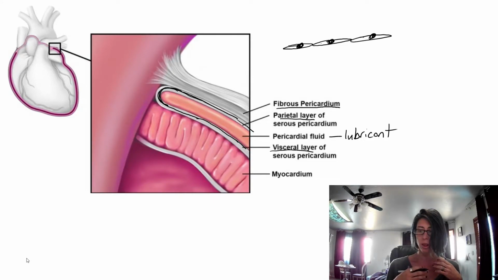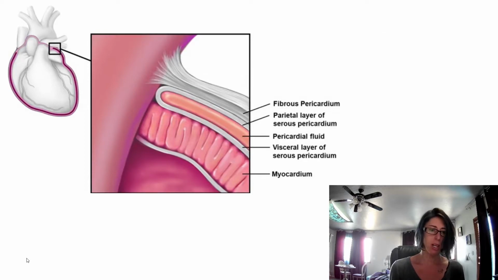Now, there are other serosas in the body, and they are all structured like this. You have a superficial parietal layer, a visceral deep layer, and then the serous fluid in between. The only thing that differs is what they're called. So the one that surrounds the heart is the pericardium, but you have another one around your lungs and around your abdominal organs.